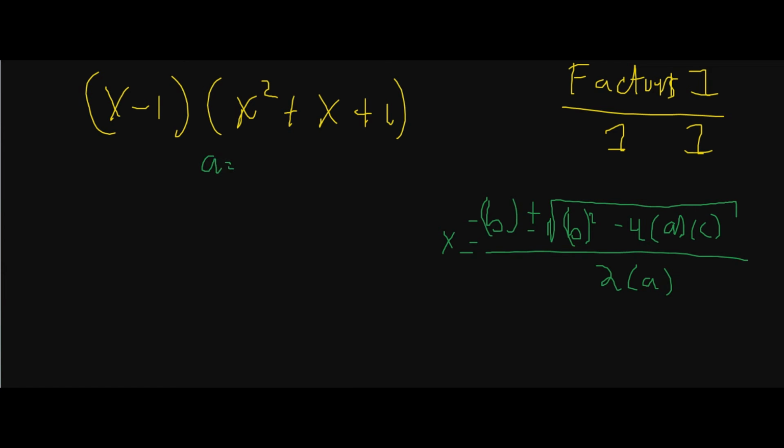This is a. a is equal to, well, this is just like a 1 in front of x squared, so 1. b is equal to 1 because there's like an invisible 1 in front of x. And we're going to get c is equal to 1. Okay, so let's go ahead and do this problem.